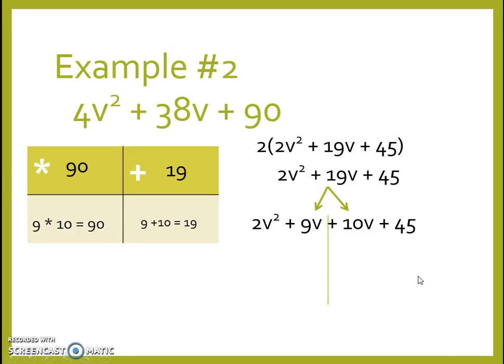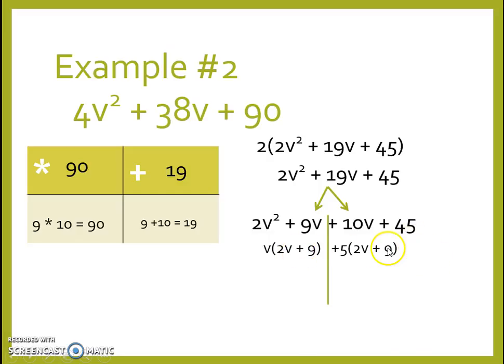Now draw your line down the center. Find your greatest common factor between 2v squared and 9v. That would be v, so you're left with 2v plus 9 on the inside. Then your greatest common factor of 10v plus 45 is 5. So again, you're left with 2v plus 9 on the inside.